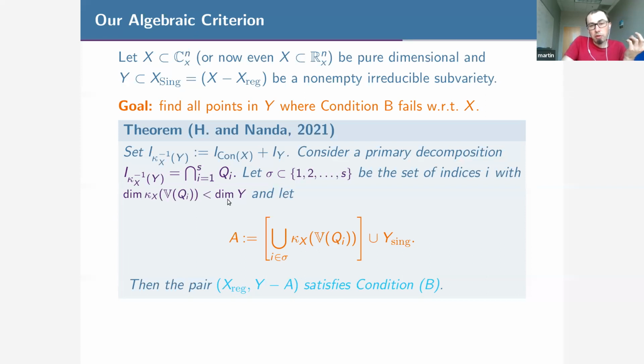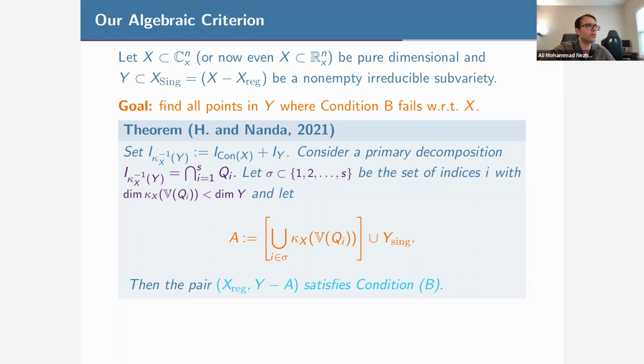And we collect all those together along with the singular locus of Y. And all points where condition B fails are contained in this set A, that's the right way to say it. And so in particular, if we pair the smooth part of X with Y minus A, then that pair is going to satisfy condition B. And this is going to be how we actually build an algorithm to stratify things.